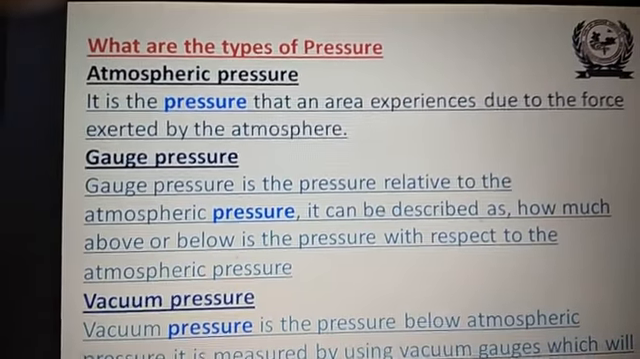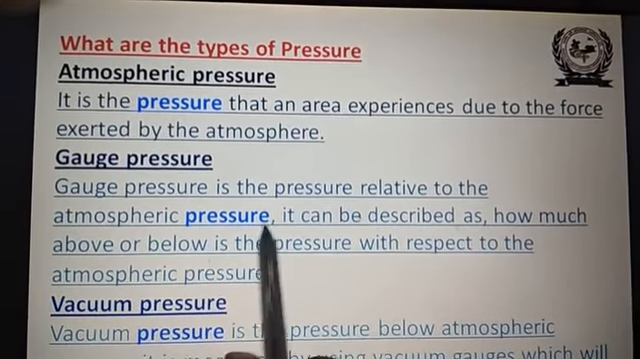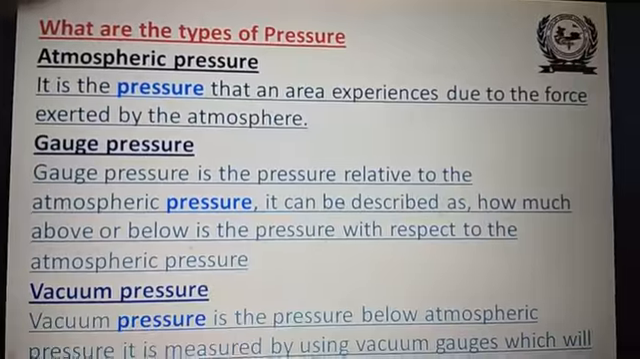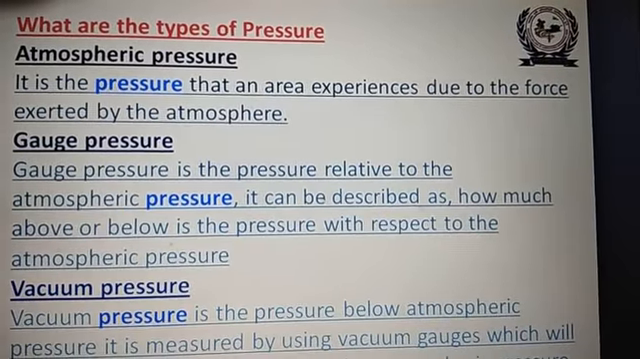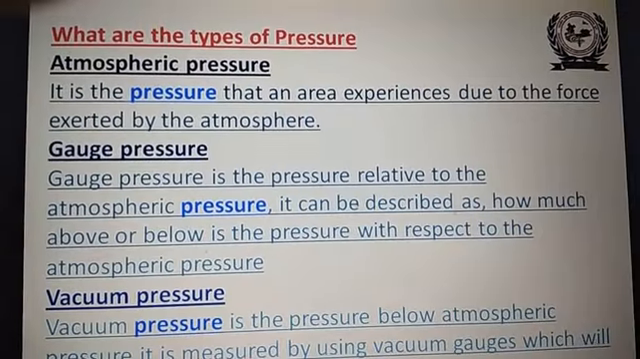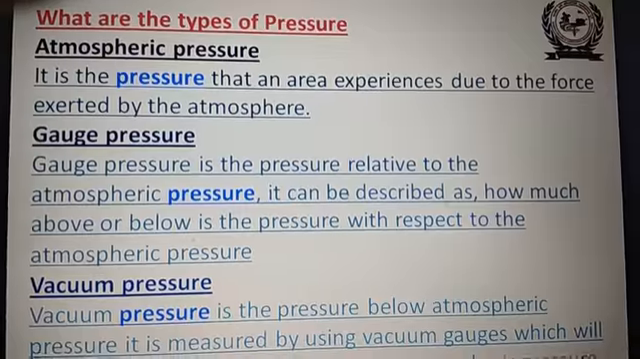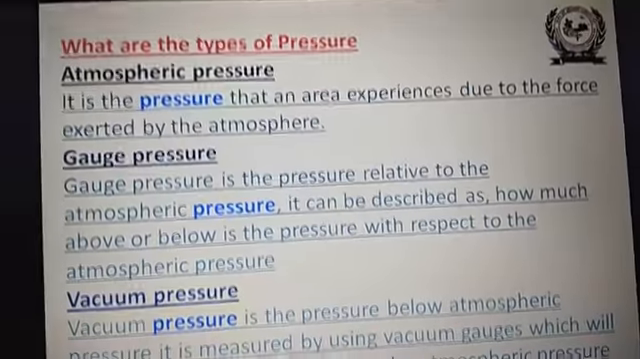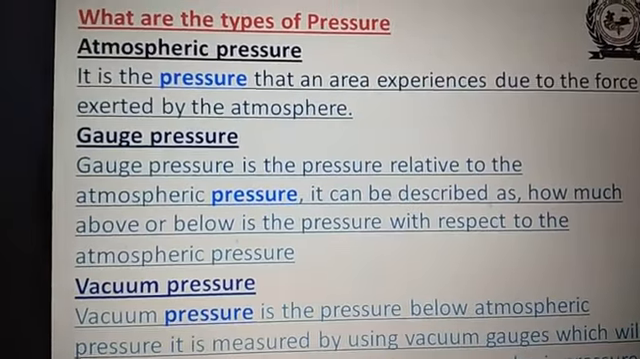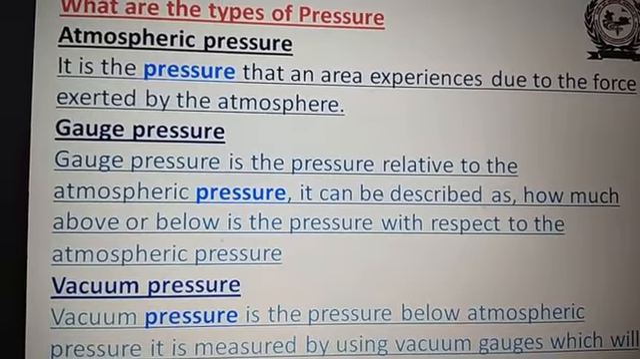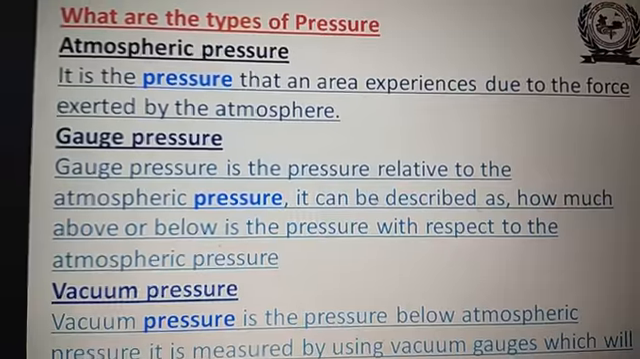Then gauge pressure. Gauge pressure is the pressure relative to the atmospheric pressure. It can be described as how much above or below the pressure is with respect to the atmospheric pressure. That is measured in terms of the gauge, particularly above or below the atmospheric pressure.